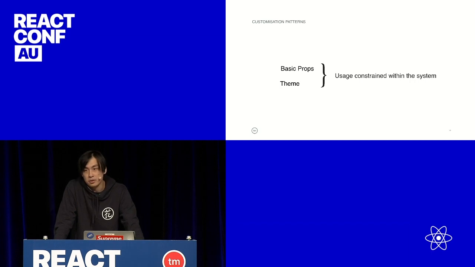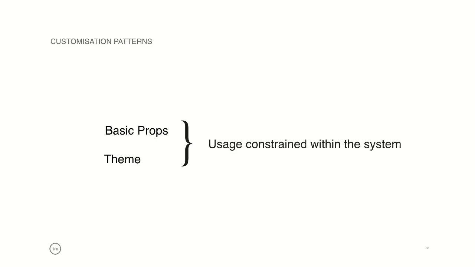And that's, I think, the limitation of these two patterns. They're really good at letting you do things, letting you build features within the constraints of a design system. But as soon as a product or a user needs to build something outside those constraints, this doesn't really cut it, and this kind of falls apart.